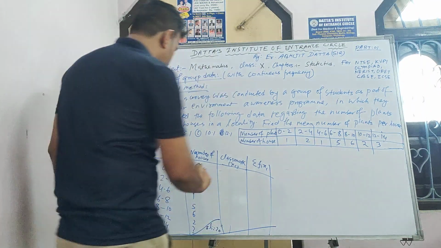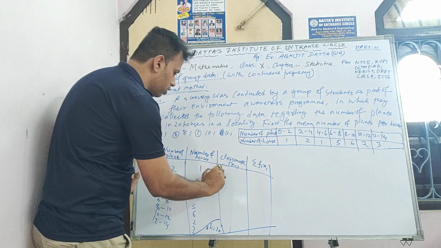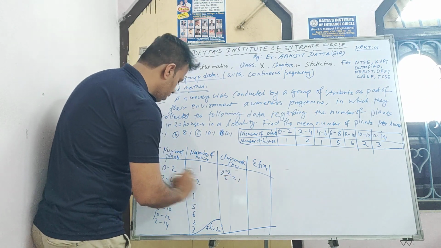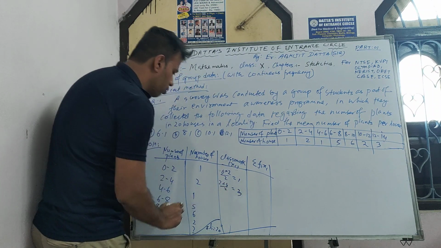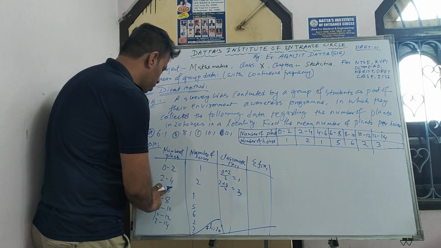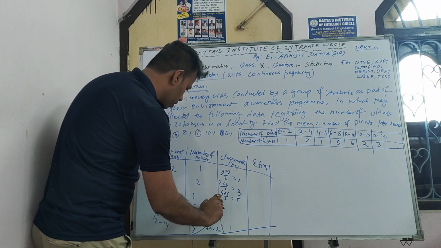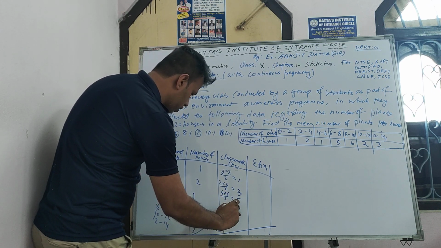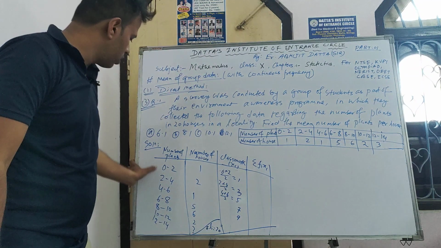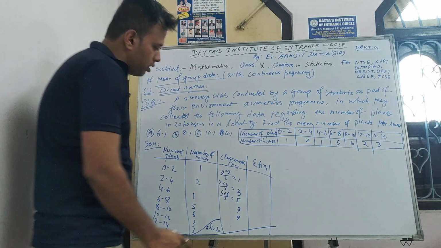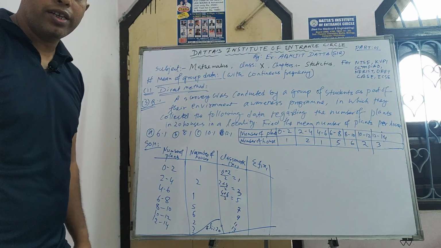Okay, now the class mark will be, lower limit is 0, upper limit is 2. So it will be 0 plus 2 by 2, that is 1. 2 plus 4 by 2 will be 3. 4 plus 6 by 2 will be 5. And like that, after that it will be 7, and it will be 9, 11 and 13. Okay, these are the class marks.